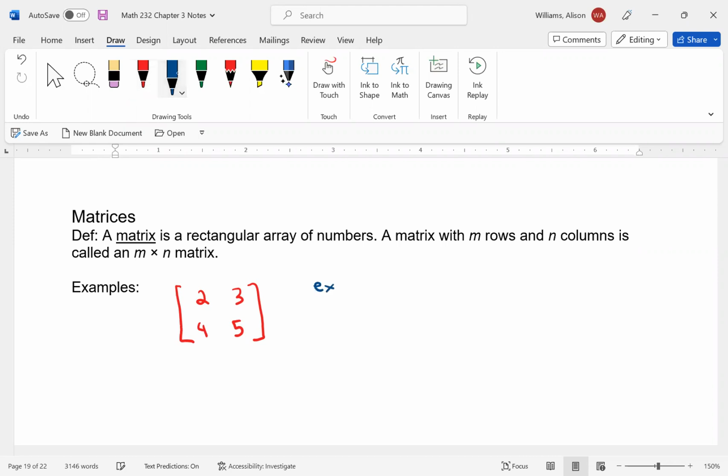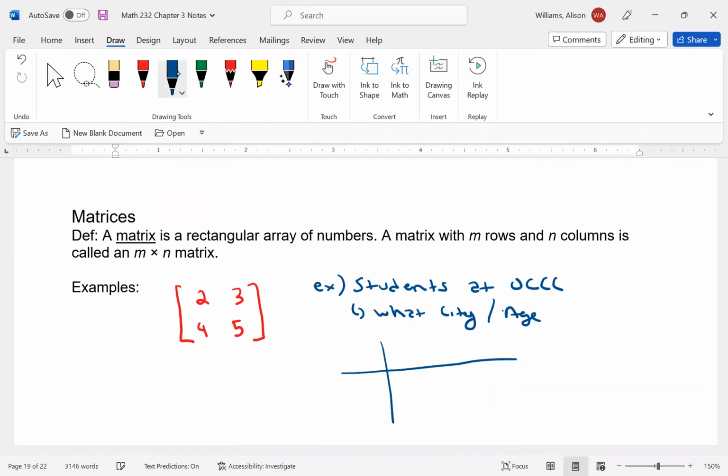But let's say I'm interested in students at OCCC. And I'm interested in where they live, what city they live in, and their age. So I have this table, and I'm not really going to write this out, where all the cities are possible. Okay, so here's Newport, here's Lincoln City, here's Depoe Bay, and etc. Right? All the cities are listed out.